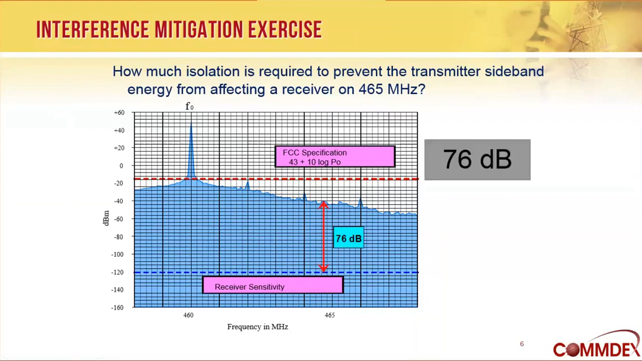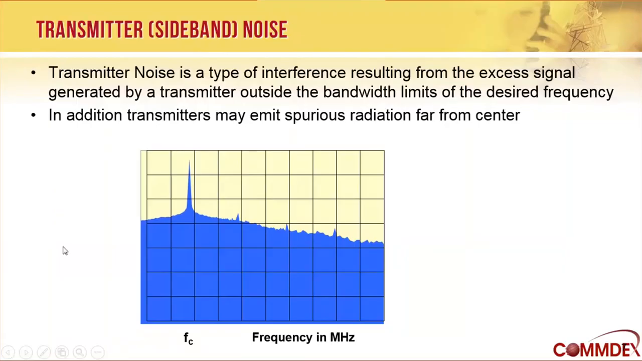And we can see that here we have a receiver which has a sensitivity of about minus 120 dBm. And at that receiver sensitivity level, our transmitter noise is still 76 dB above that. So we're getting too much noise into the receiver. How do we reduce it by 76 dB?